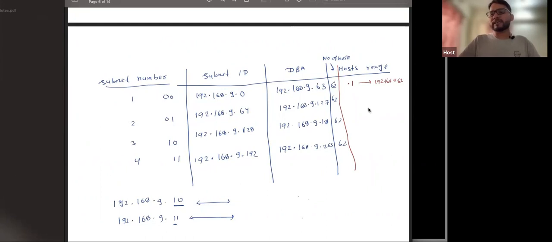And then there are many things I can calculate: host range, directed broadcast address, which means this is just the first address and this is the last address, and the number of hosts, which means the number of IP addresses. If I subtract 2, then you will get the number of hosts, right? Why? Because one IP address you will be using for the subnet ID, another IP address you will be using for the broadcast address. So that's why you need to subtract 2.